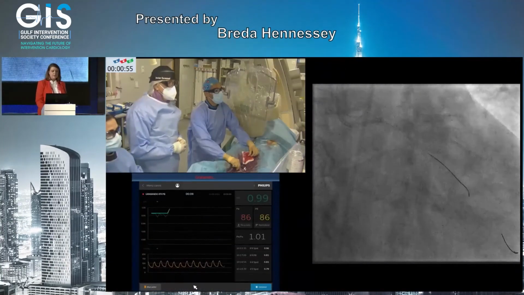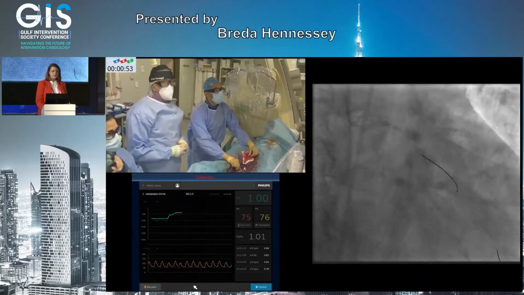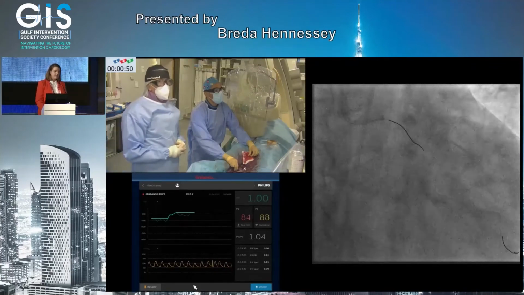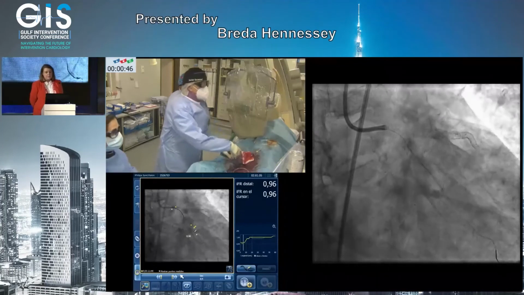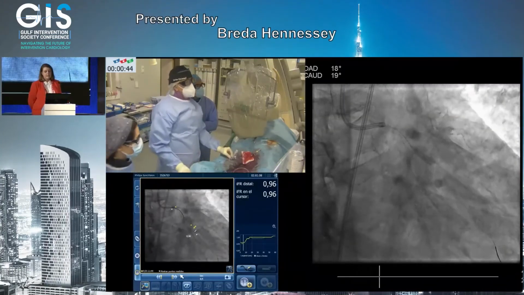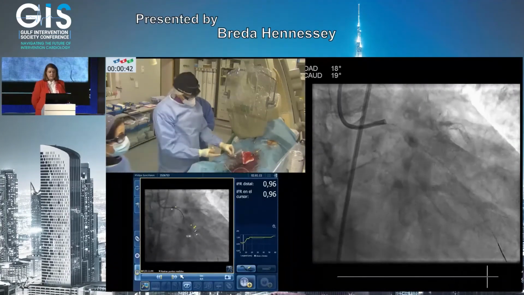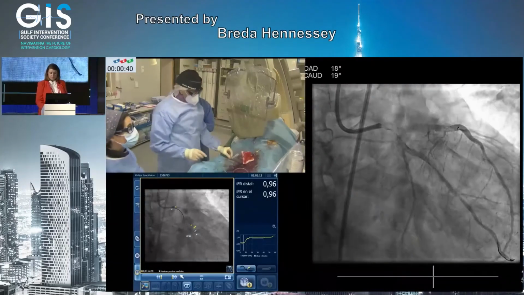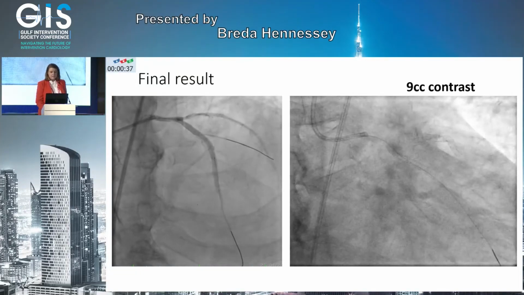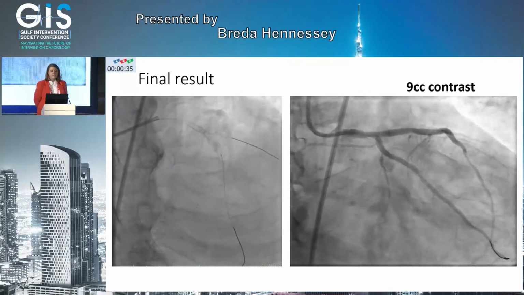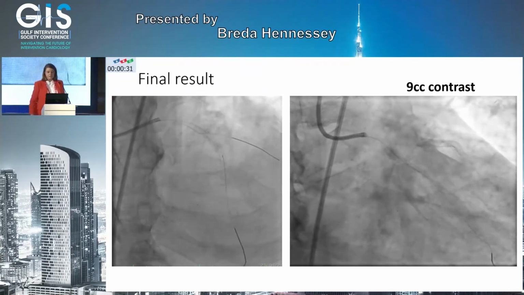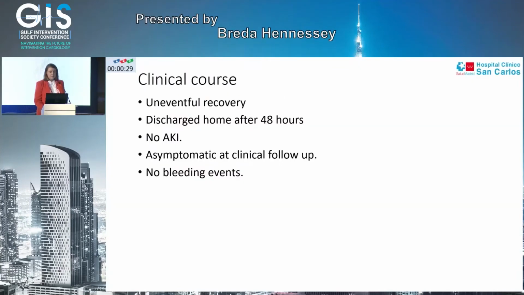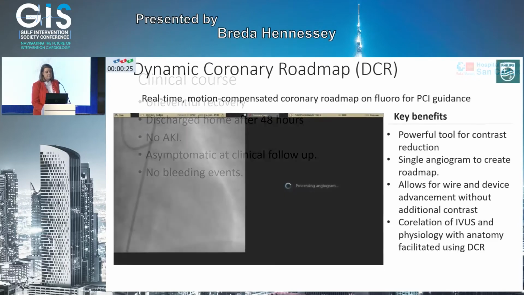And finally, we're checking our physiology results. So as you can see here, we've obtained a very nice physiological result. At this point, we've performed our second injection of the case, and I think most people would agree that it's a nice angiographic result. So here's just a reminder of what we've treated, and in total we used 9 cc's of contrast for this procedure. Patient had an uneventful recovery and is doing well in clinical follow-up.